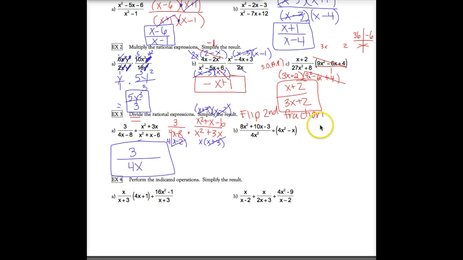All right, on this one, again, the first thing I usually do is rewrite it as a multiplication problem. Remember that you're flipping the second part. So this was over 1. Now we're making it 1 over 4x squared minus x.